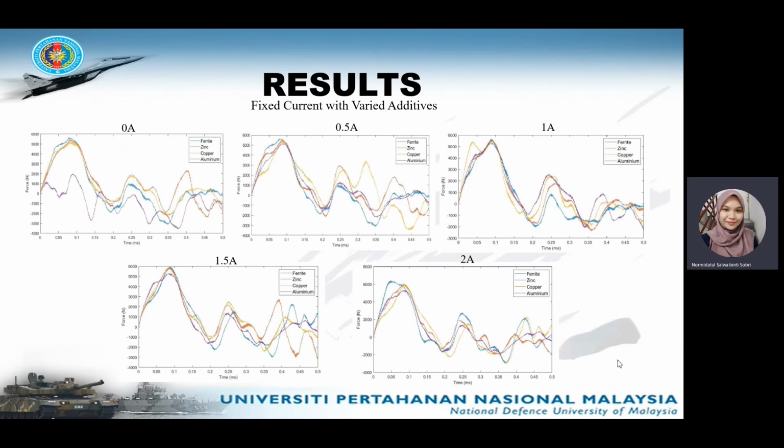The next one is the fixed current with varied additive. From here, ferrite has the highest force impact compared to the other additives because of its properties. The force can be compared from the starting point until 0.1 millisecond, which refers to the trend line. Ferrite, the blue line, has the most significant force, followed by zinc, the red line, copper, the yellow line, and lastly aluminium, the purple line.